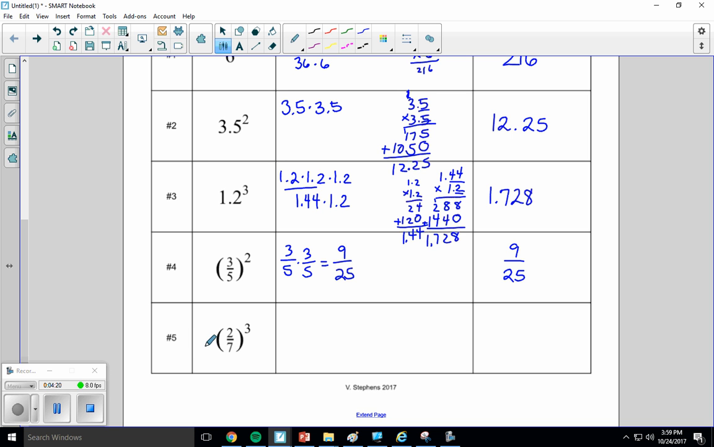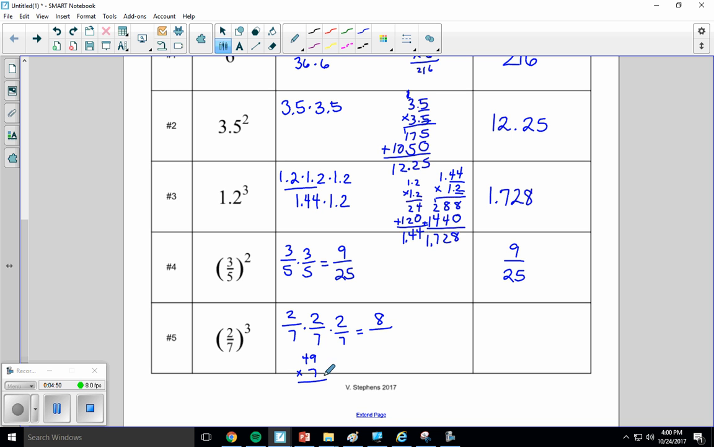Number 5, the last one, 2/7 cubed. That means we need to do 2/7 times 2/7 times 2/7. Because we're multiplying straight across, we can just multiply all 3 numerators at once. 2 times 2 is 4. 4 times 2 is 8. 7 times 7 is 49. We need to do 49 times 7. I'm not going to do that in our head.